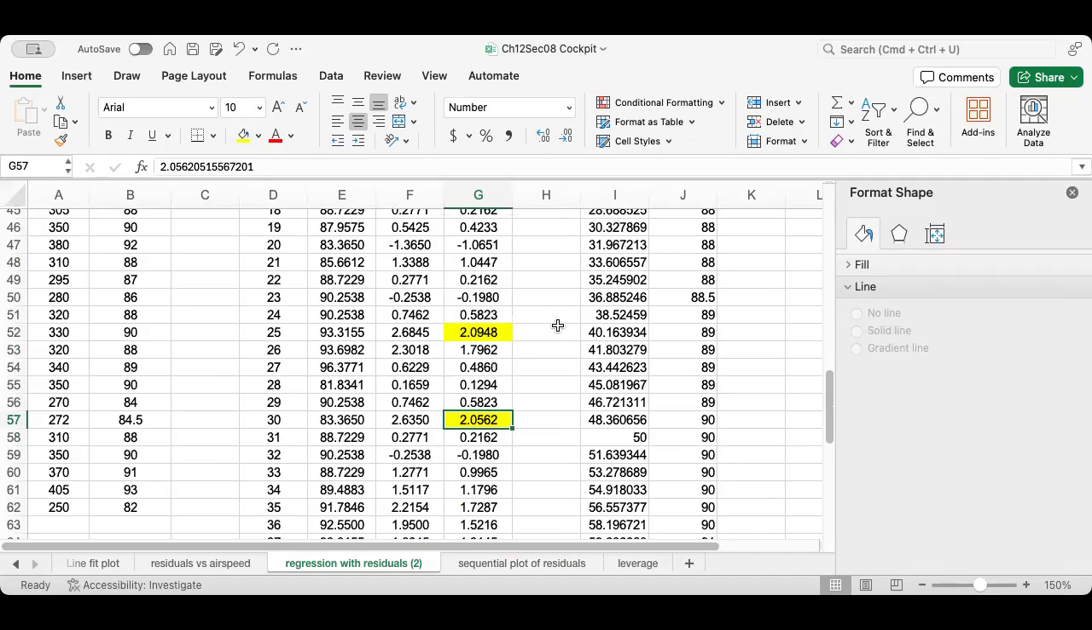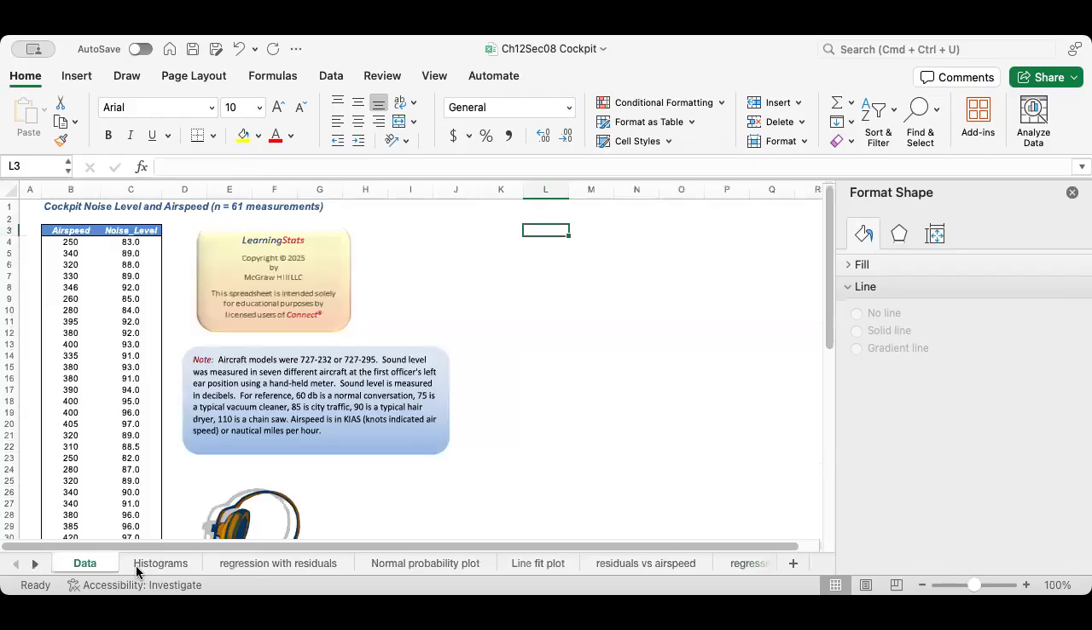They're both high. Okay. With that information, I could then say, I wonder if those particular values are causing the trend line to look different. I didn't actually draw the trend line. Let's draw the trend line.